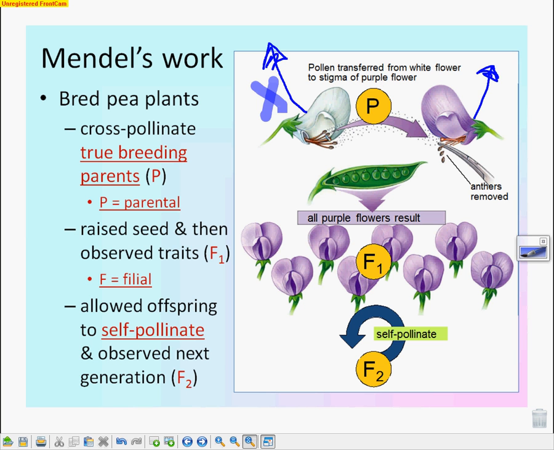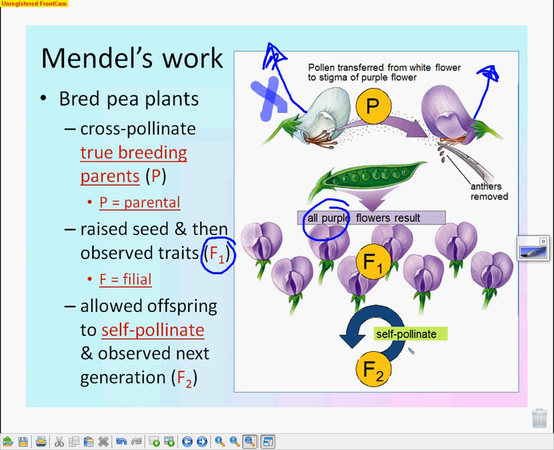And what he saw is if he would take a line like this, he called this the Parental Cross, he observed that everything in the first generation, and the reason we call it the F1 generation is that F stands for filial, the first generation, he found that they would all look the same. And in the case of the white versus the purple flowers, all the flowers were purple.